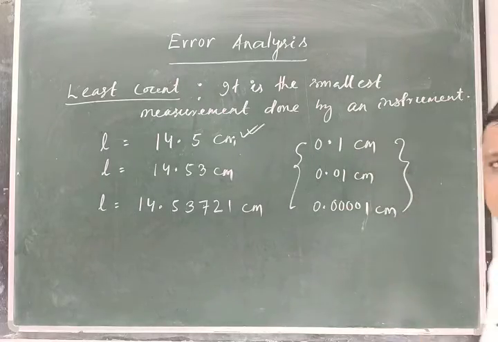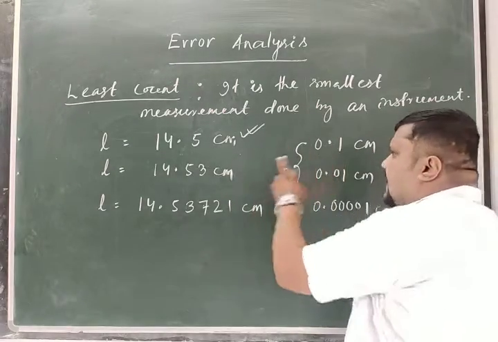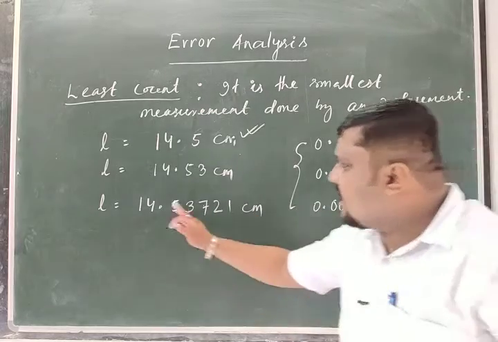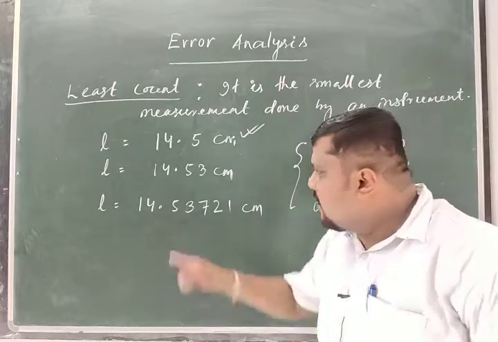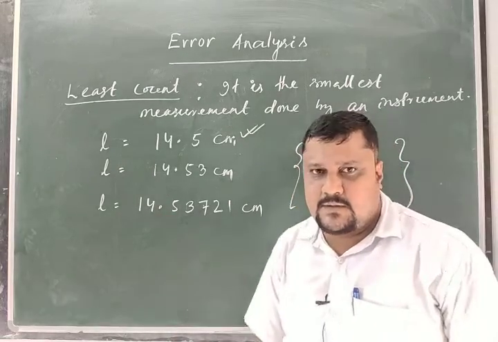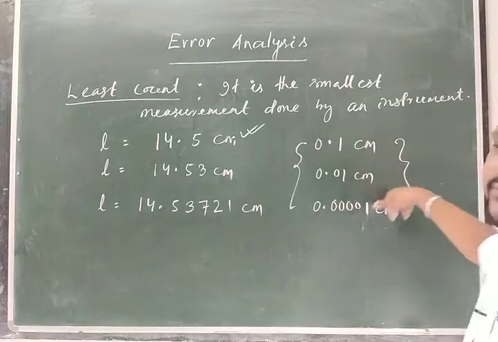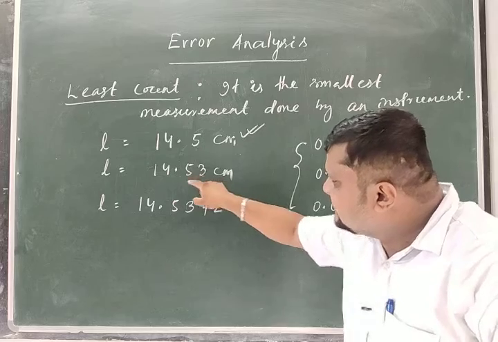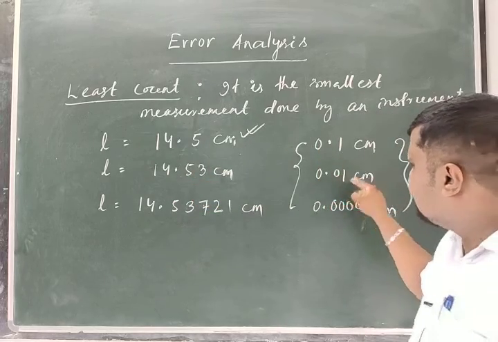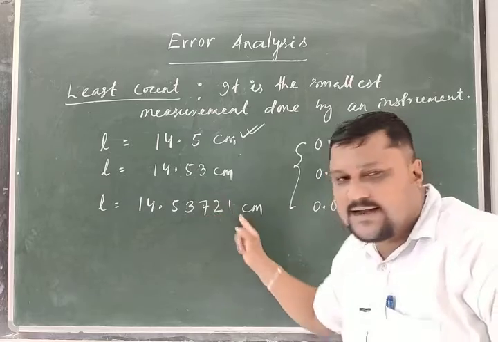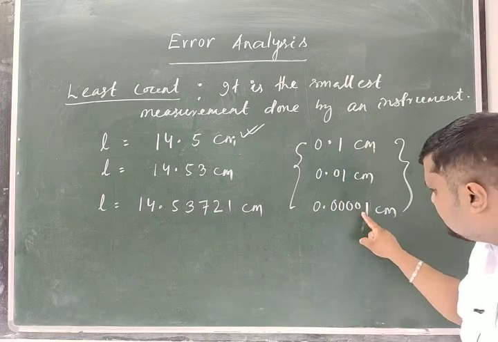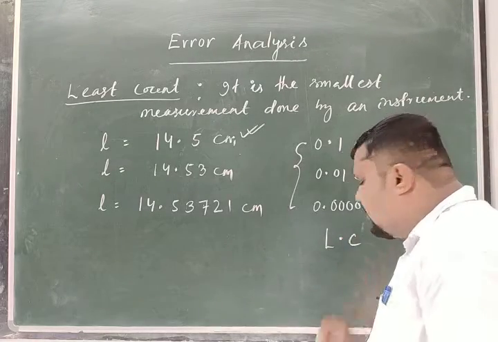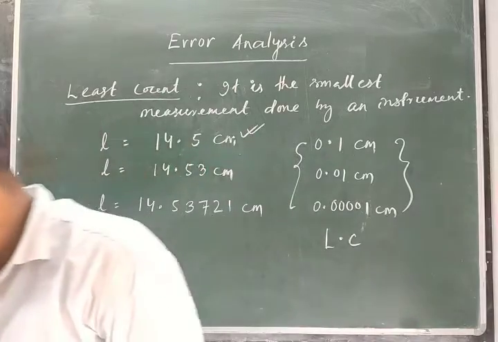Now observe the values. In this case it is 0.1 cm, here 0.01 cm, here 0.0001 cm. It means, after the decimal point, how many digits are there? That gives you this value. One digit means 0.1 cm. 0.53 means there are two places, so 0.01 cm. With four digits after the decimal, there are three zeros, then 1. This is called the least count.